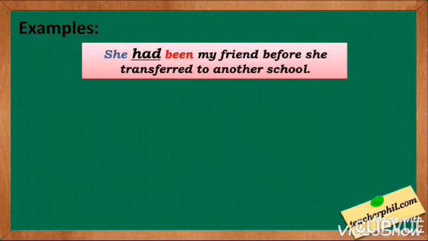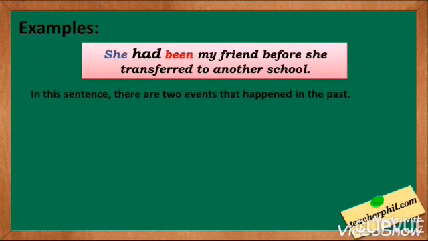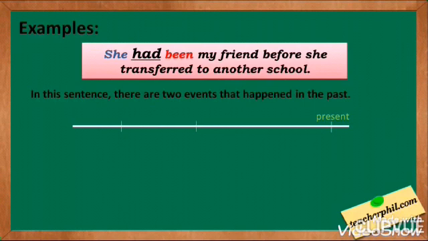Examples about the past perfect. She had been my friend before she transferred to another school. Here we have two actions that happened in the past. In this sentence, there are two events that happened in the past. The first one, had been my friend. The second one, she transferred to another school.